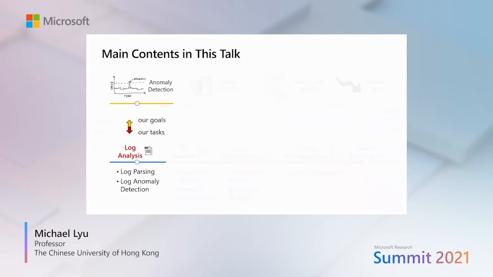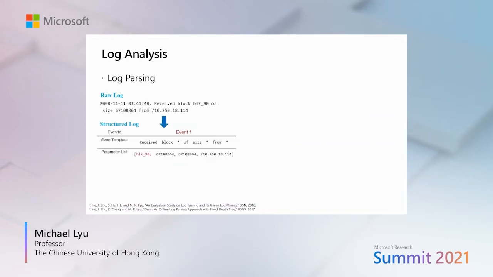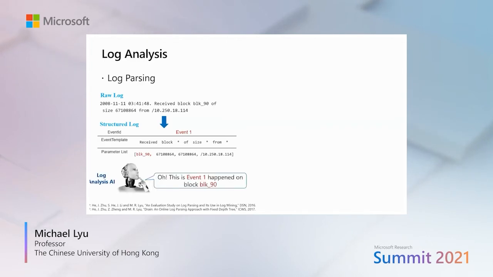We begin with log analysis, which enables anomaly detection. We should first conduct log parsing to transform raw log data to a structured format. To do this, the log analysis AI can understand the event evidenced by the log.